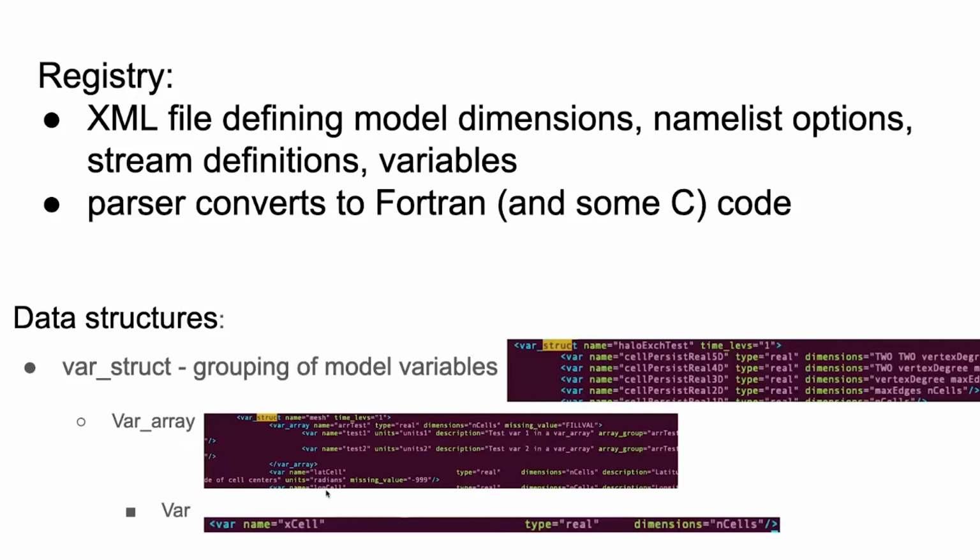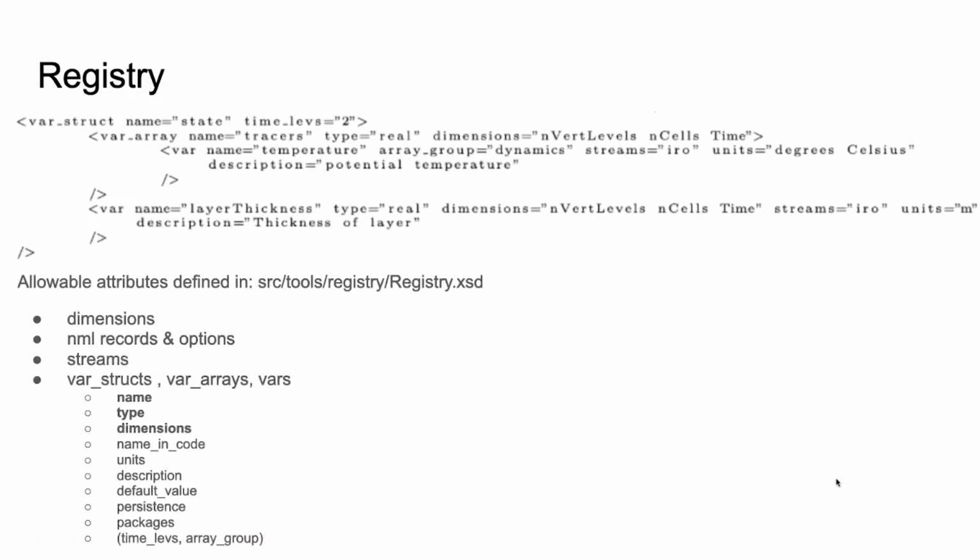And then at the lowest level, we just have a plain old variable, something like xCell or thickness or whatever. And so they're defined in this XML syntax. And then this on the top here is just a little more detailed example. Var structs can have multiple time levels. Var arrays and vars can have a number of different attributes, and this just shows an example.